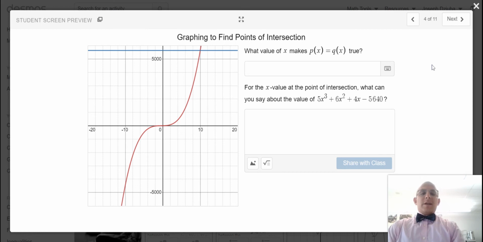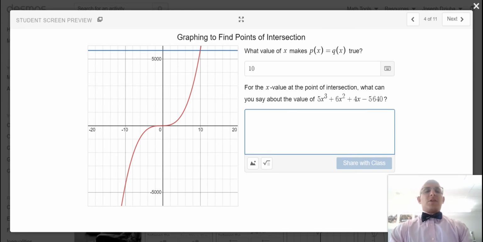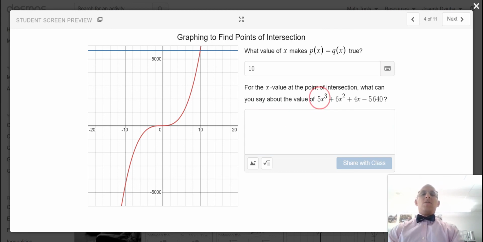In our last 2 slides, you are provided with a graphical representation, and as I had mentioned earlier in this video, graphically we are looking for the point of intersection. Intersection is where two functions are crossing. So here we can see the value of x that makes this polynomial equation true is 10. For the x value at the point of intersection, what can we say about the value of this particular function? That function is modeled here. That is our red function.